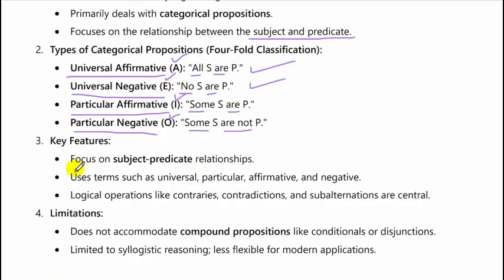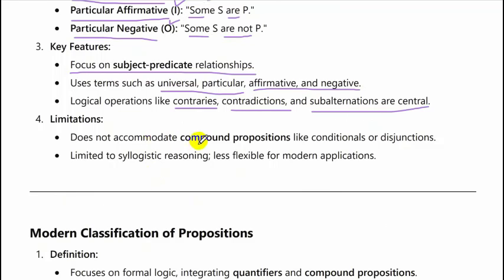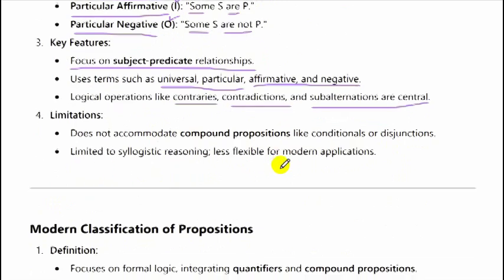The key features include the focus on the subject-predicate relationship, that is, traditional logic was focused on the subject-predicate relationship. It uses terms such as universal, particular, affirmative, and negative. Logical operations like contraries, contradictions, and subalternations are central. Limitations: it does not accommodate compound propositions like conditionals or disjunctions. It is limited to syllogistic reasoning, less flexible for modern application.